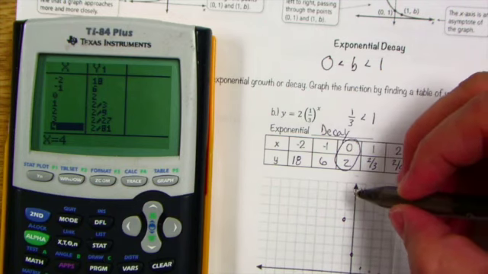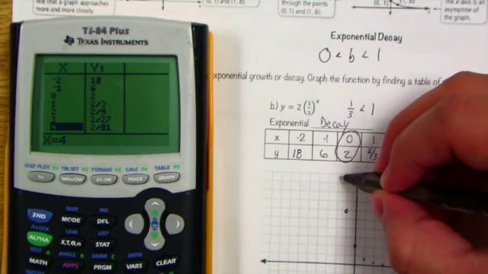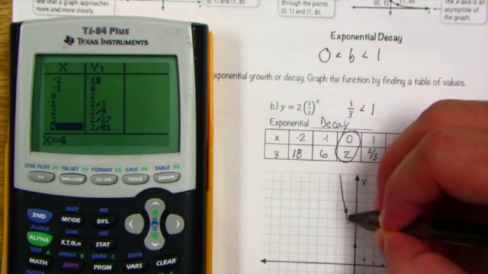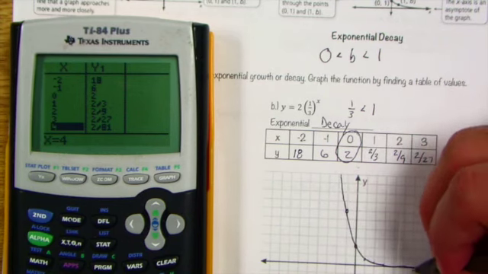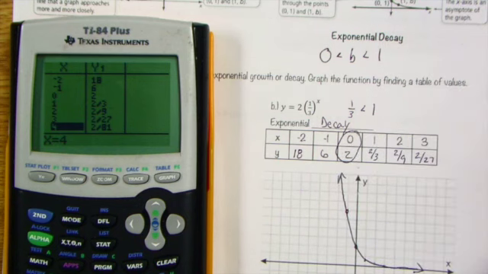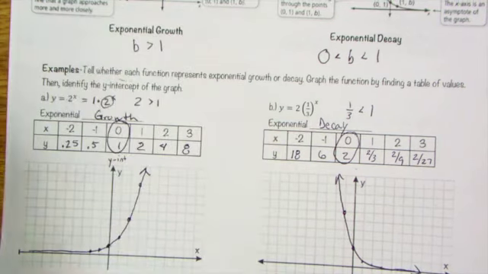So the way that this looks, like that. And so that's graphing exponential growth and decay problems. Next page.